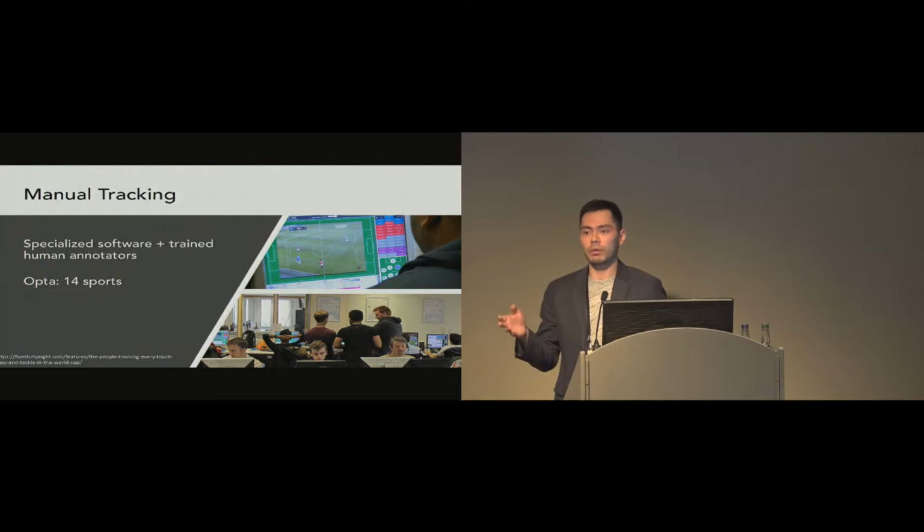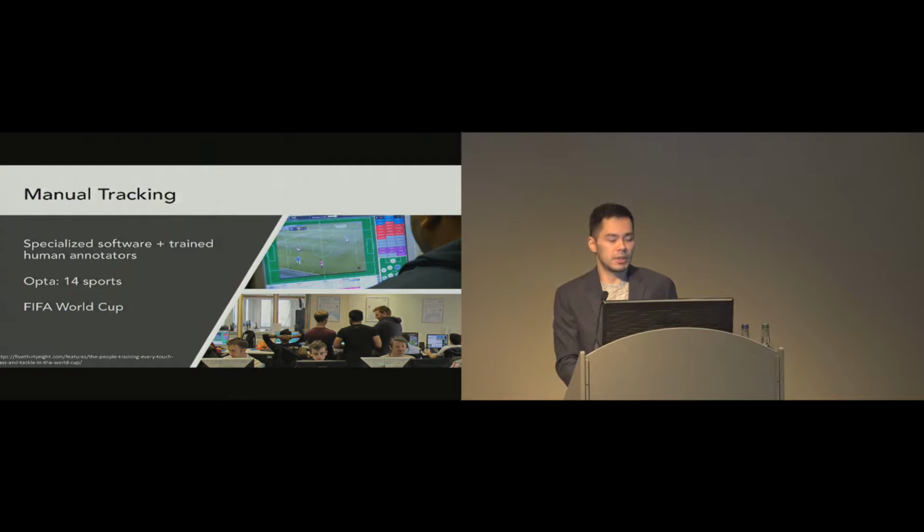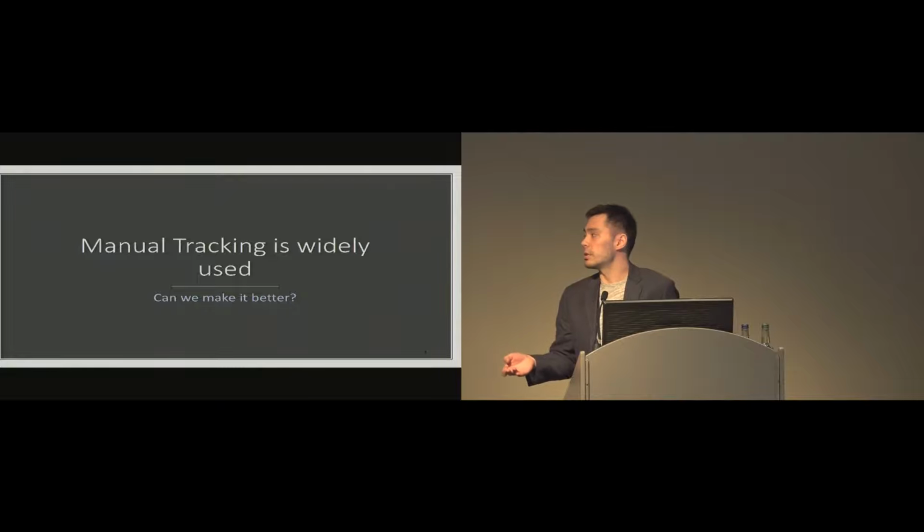As an example, Opta is one of the biggest companies that does manual annotation for sports, and they have a huge coverage. They cover 14 of the major team sports nowadays. Just to see the size of how much it's used, they have annotated the FIFA World Cup games. So the question is, manual tracking is widely used, but can we make it better? And the answer is yes.